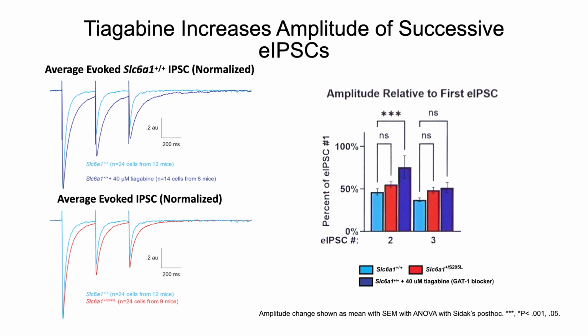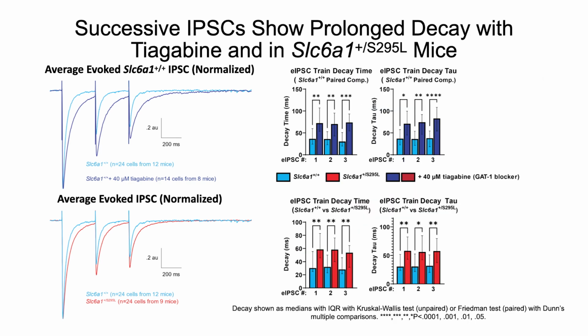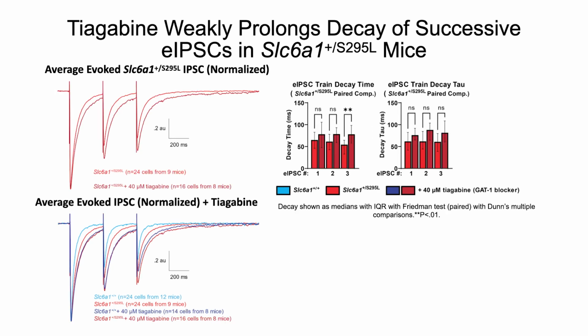But what you absolutely can see, again, is this very clear difference in decay. Each one of these events in the wild type, when you add tiagabine, has an increased decay. If you compare wild type to the cell heterozygotes, there's an increase in decay. And if you add tiagabine to the cell heterozygotes, you also get an increase in decay, but this increase is not as significant as it would be in the wild type. And here you can see all these responses superimposed.